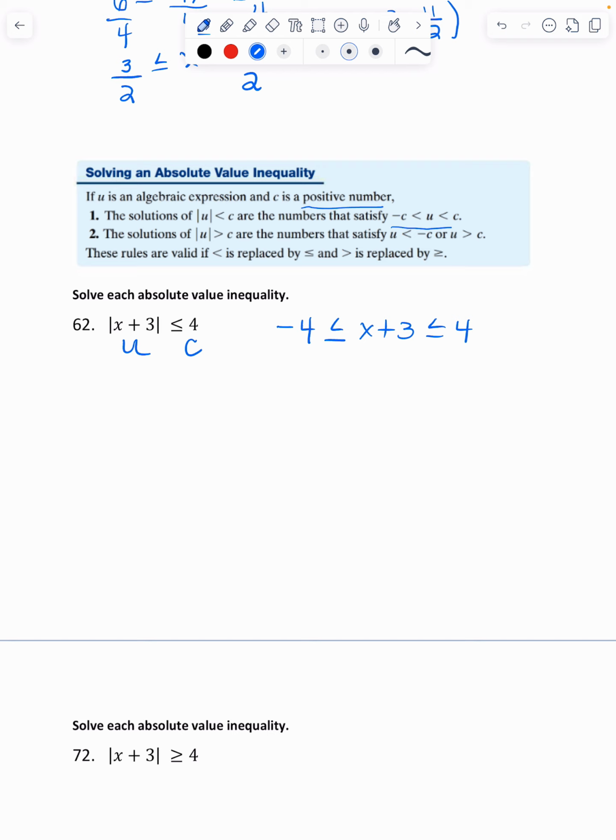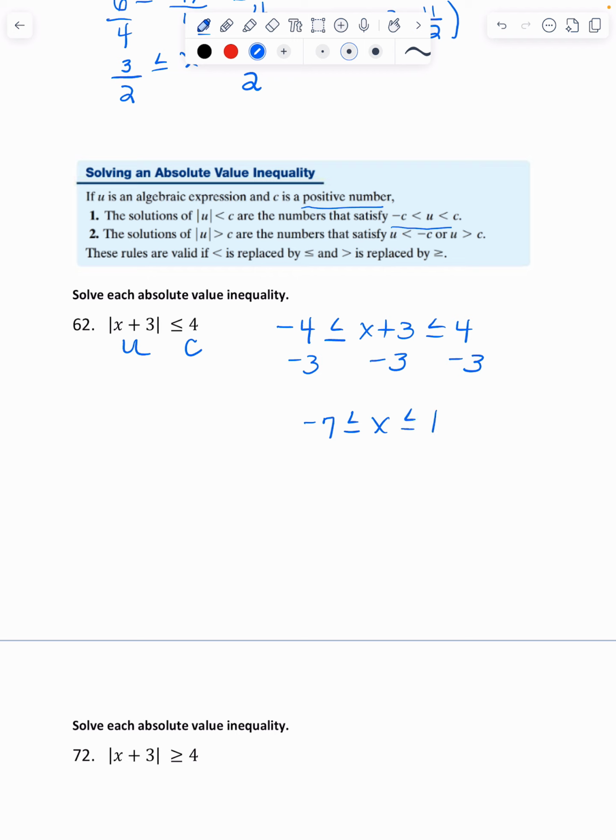If it's just less than, then both your symbols over there would be just less than. All right, so you rewrite the less than or equal to inequalities as a compound inequality. You solve it the same way we solved compound inequalities. Solve for x in the middle. I'm going to subtract 3 from both sides. Negative 4 minus 3 is negative 7, and 4 minus 3 is positive 1.